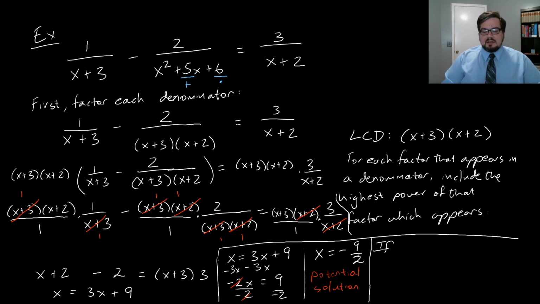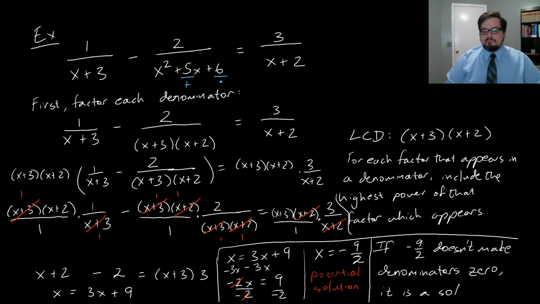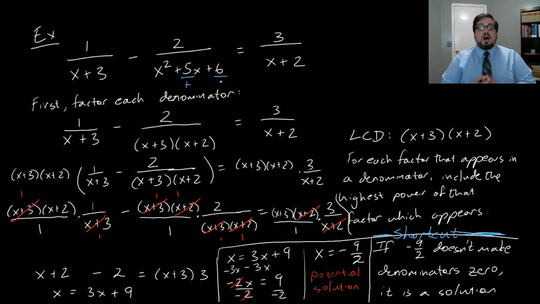So if negative 9/2 doesn't make the denominator zero, it is a solution. So this is what I'll call a shortcut. And you should only use this if you are 100% confident that you've done all your arithmetic inside correctly, which is usually not the case.